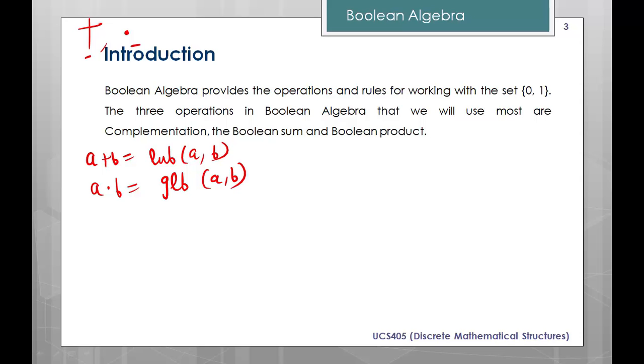Now next we have the third operator, that is complement. It is denoted by a dash or a bar. Now this is a unary operator. Let A be an element of a Boolean algebra. Now A dash plus A is equal to 1. A dash into A is equal to 0.